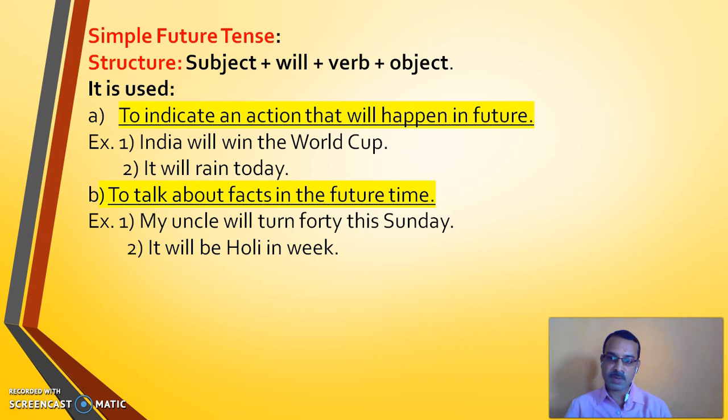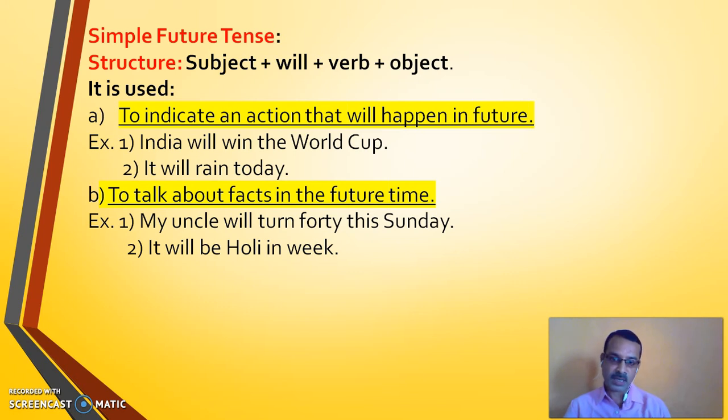What is the main verb? It is win. India will win the World Cup. Here in this example, the role of will is important. It will rain today. In the next example, again it is the subject, will rain is the verb, and today is the adverbial. The next use of simple future tense is to talk about the facts in the future time.